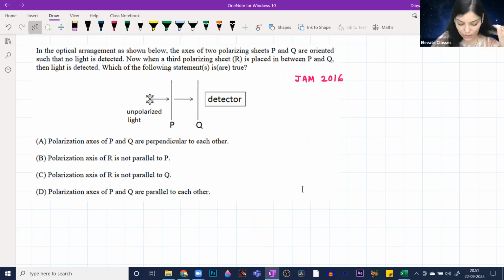So first you draw this diagram. Think about what I just said: what does it mean that no light is being detected? It means that P and Q are in crossed positions. Then I put a third polarizer, but it's not told what the orientation of the third polarizer is. So I will choose some random theta and just put a third polarizer in between these two. So which of these statements are now true? It's a completely conceptual question. If you understand Malus law, if you understand whatever I've taught today, you will be able to do it.